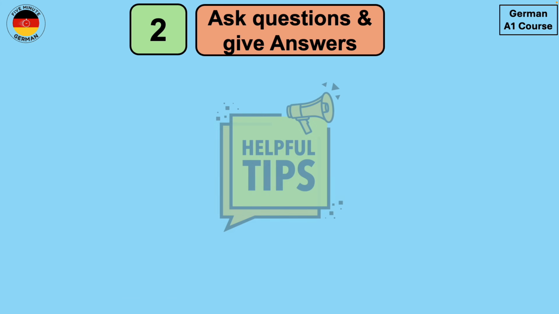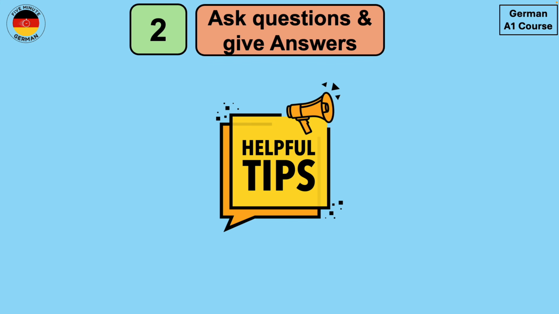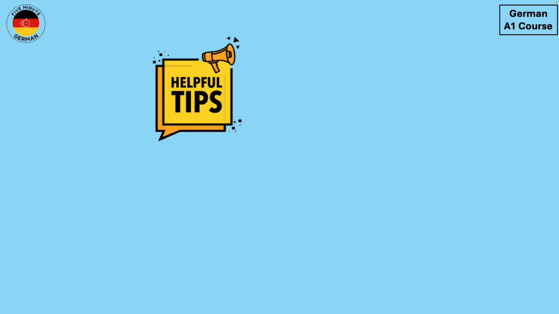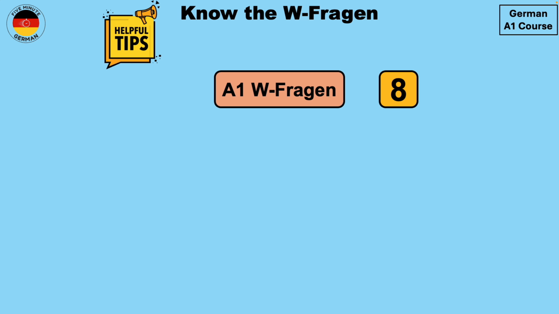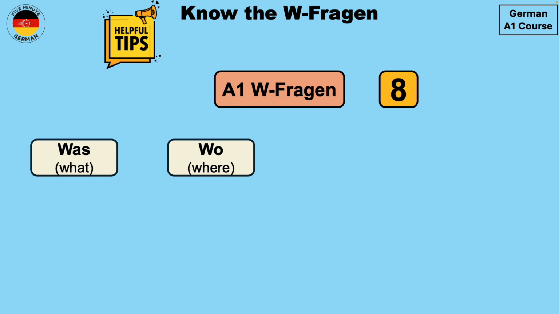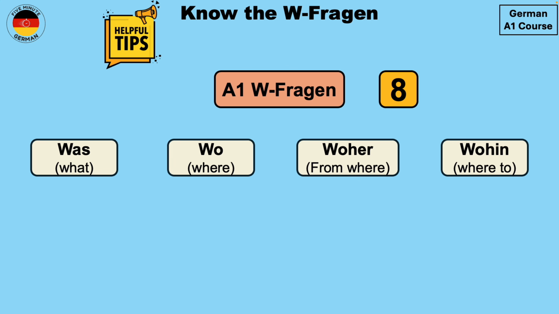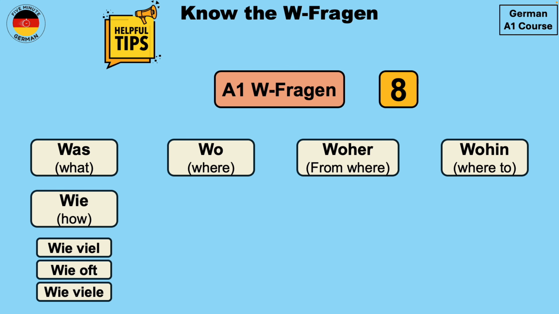Now let me give you some helpful tips which will be useful for you in the exam. So the first tip is that you should know the W-Fragen. Revise them before going into the exam because you will use them in this section. So in A1 we have 8 W-Fragen in total. These are was, which means what, wo, which means where, woher, which means from where, wohin, which means where to, wie, which means how, and there are different variants of wie. For example, wie viel, how much, wie oft, how often, wie viele, how many.